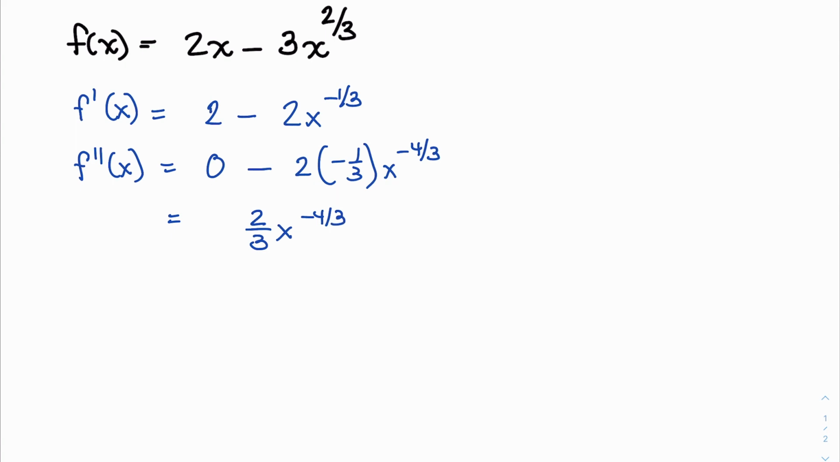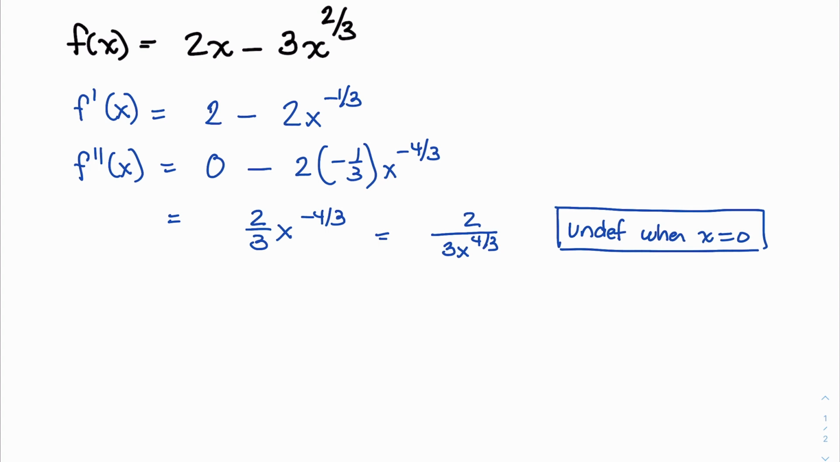Now, that might be a little bit difficult to see what's happening, so I'm going to rewrite this in terms of positive exponents, which just means writing the x to the negative 4/3 as x to the 4/3 in the denominator, and we can immediately see that this is undefined when x equals 0. So that is definitely a candidate.